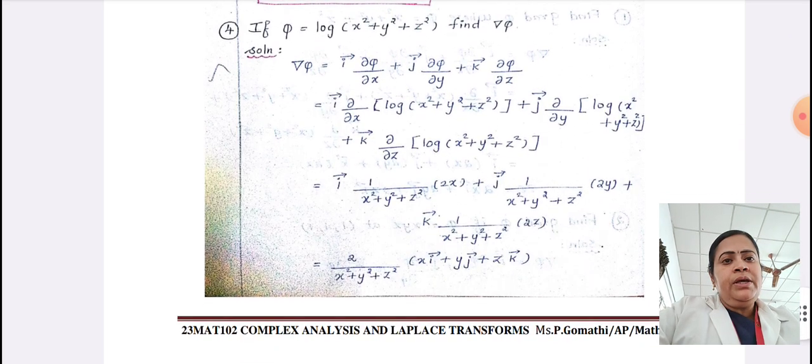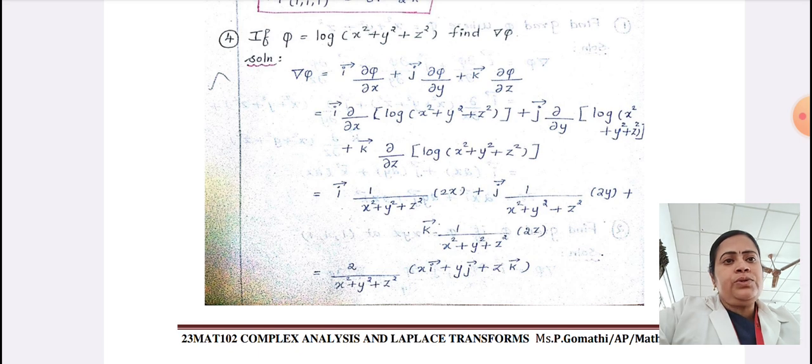So the last problem, if phi equals log of (x² + y² + z²), find del phi. So del phi is equal to i vector into ∂φ/∂x plus j vector into ∂φ/∂y plus k vector into ∂φ/∂z. So for phi we are substituting log of (x² + y² + z²). So when you differentiate this phi with respect to x, y, z, log of (x² + y² + z²) is nothing but 1 by (x² + y² + z²) into differentiation of x², which is 2x. Similarly, when you differentiate this with respect to y, you get 2y by (x² + y² + z²). And on differentiating with respect to z, you are getting 2z by (x² + y² + z²).